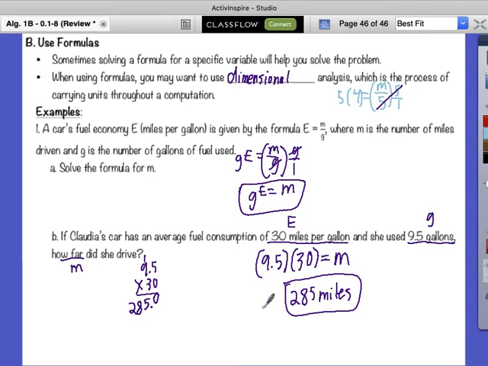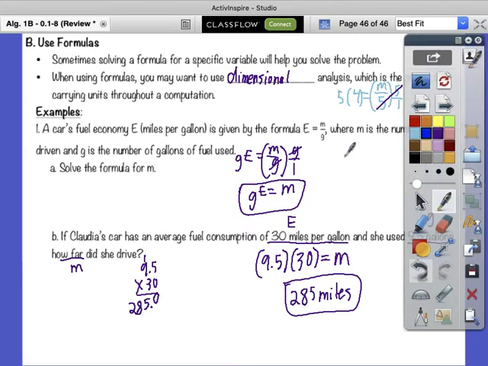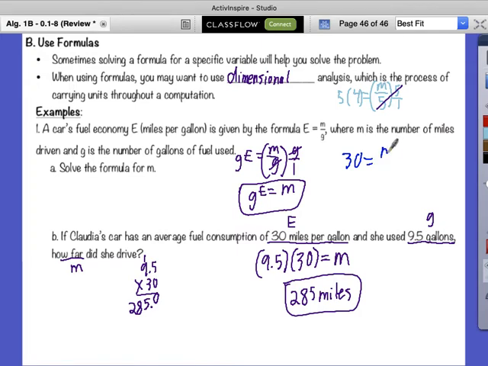But this is handier, that we already solved for M, because it made it easier to plug it in. Otherwise, we would have had this original equation, and we would have plugged it in there, and we would have had 30 equals M divided by 9.5. Is that a little bit more work than this? Or maybe a little more complicated? Either way we multiply by 9.5, we get the same answer. But this one's a little more complicated. So we already solved for M, and we just plugged it in. We plugged the formula in. We plugged in what we knew and solved for what we didn't. Questions on that? Okay, continuing on.